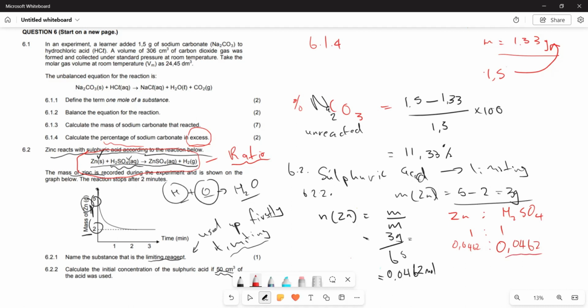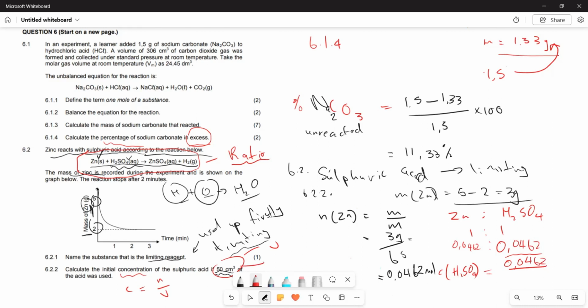Because look, for the sulfuric acid you are given the volume, right? And they want you to calculate concentration. You know the formula for concentration, it is n over V. Now we can calculate the concentration of your H2SO4. What are the moles first? The mole of your H2SO4, we've already calculated. It is 0,0462 over the volume.